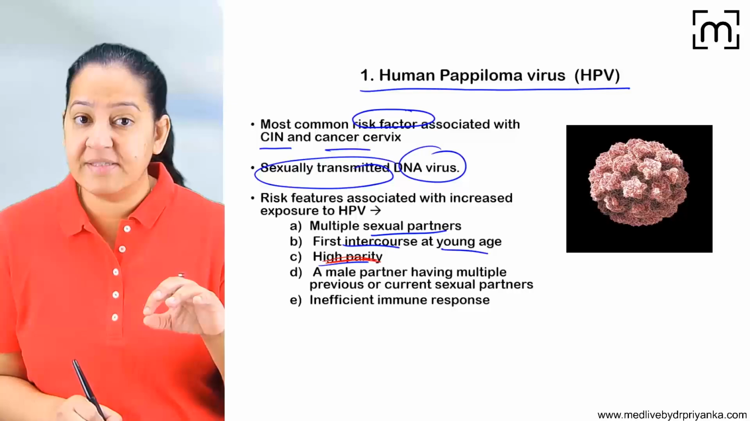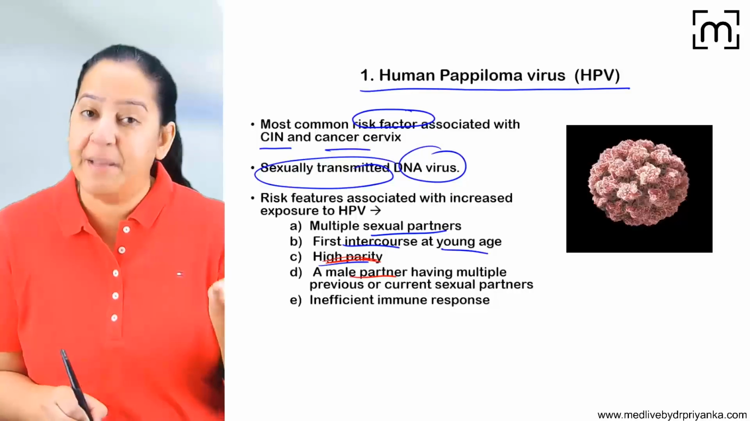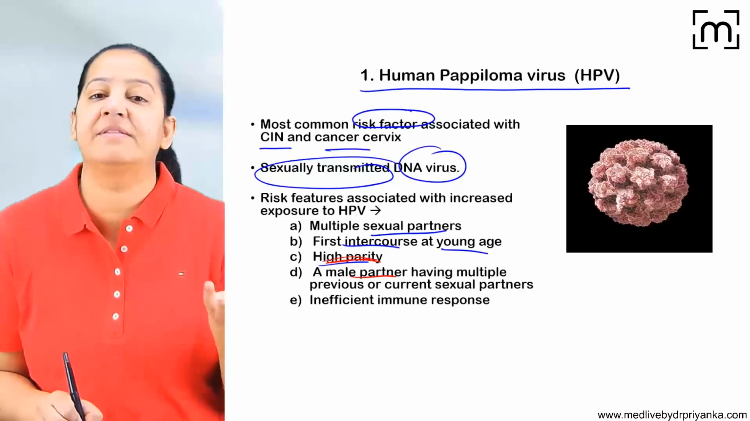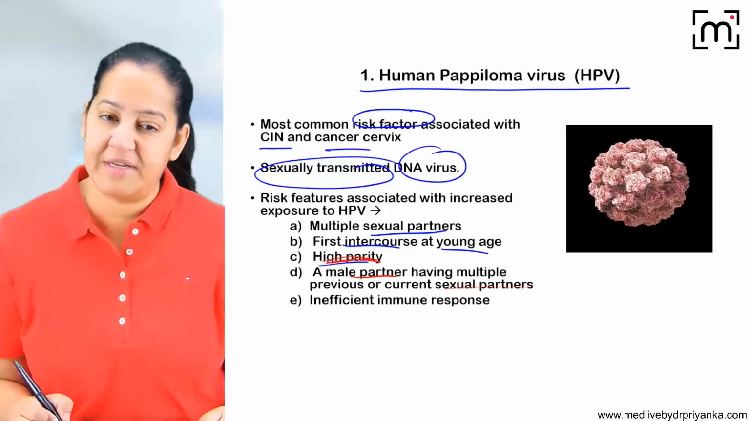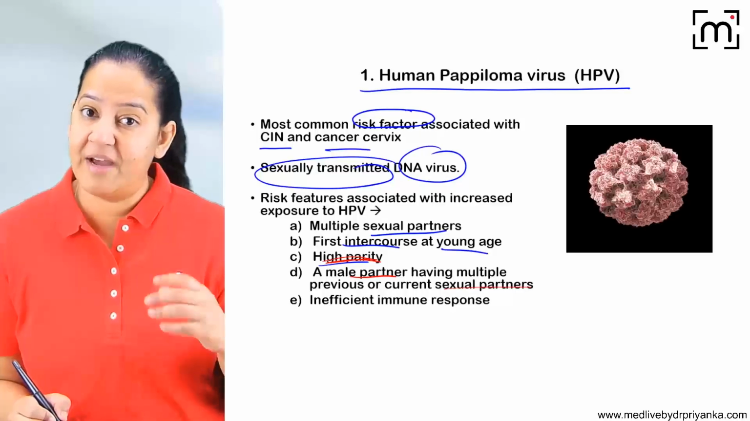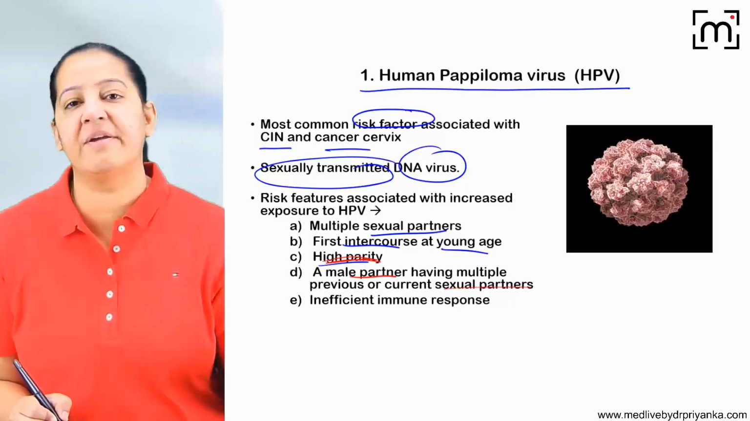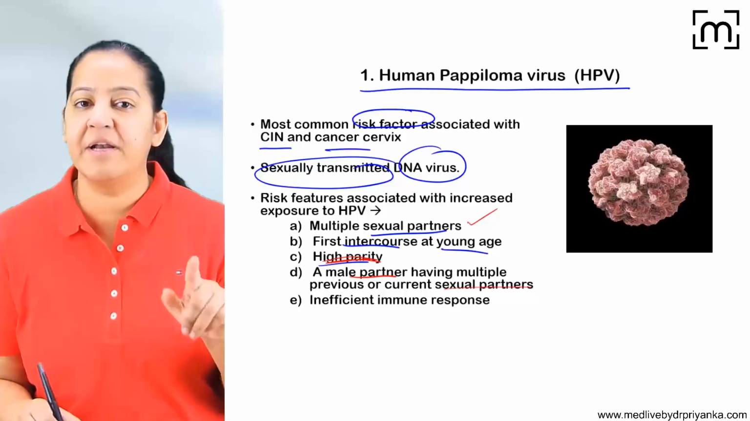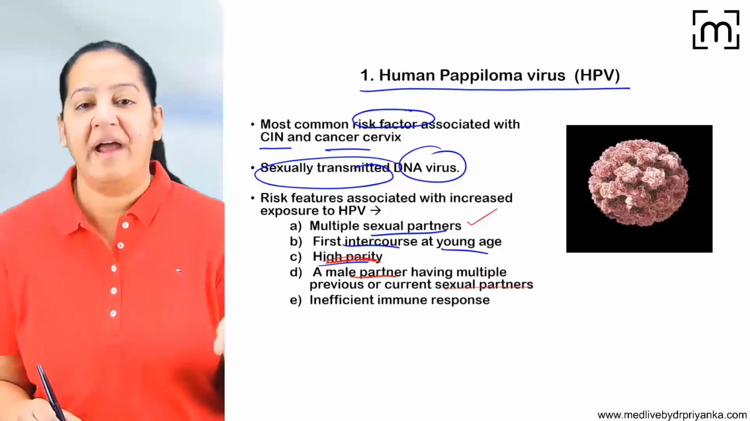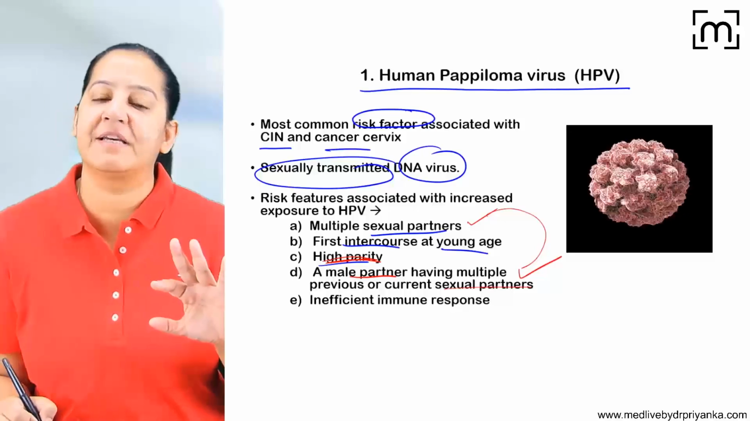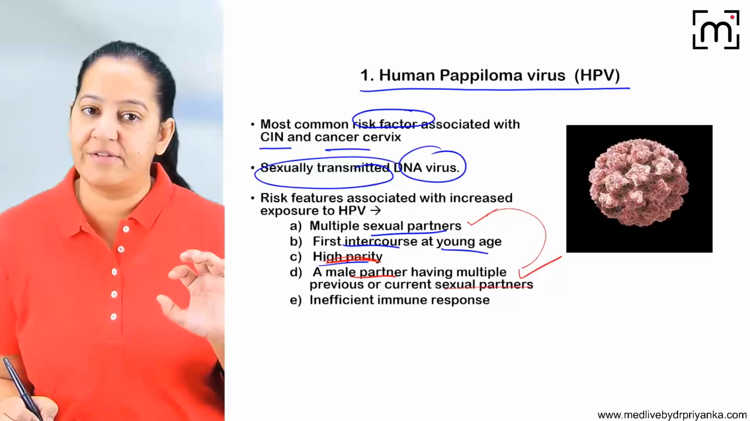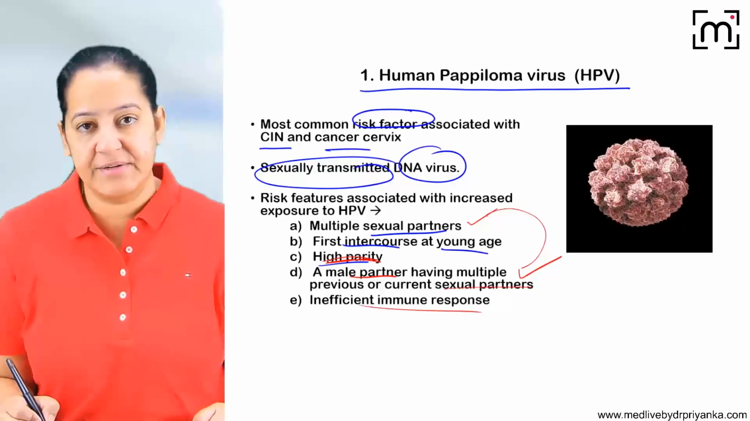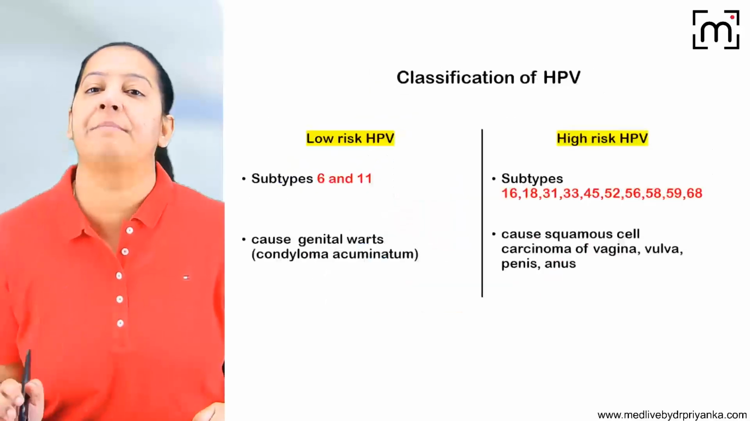A female partner who is having a male sexual partner, and the male partner is having multiple previous sexual partners, that female is also at high risk. The female herself having multiple sexual partners is also a risk factor, and having a male partner who is having multiple sexual partners is also a risk factor. And an insufficient immune system is a risk factor. So these are the risk factors for human papilloma virus.